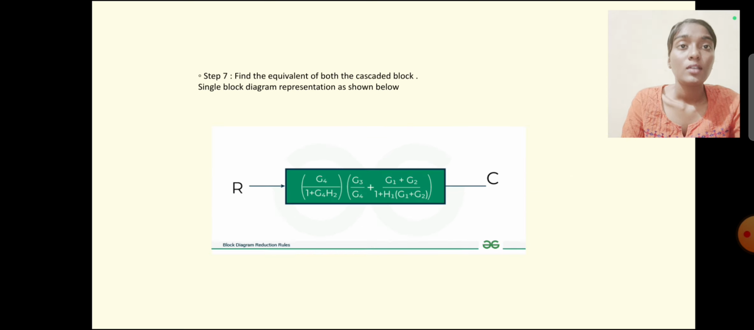Step 7, find the equivalent of both the cascaded blocks. Single block diagram representation as shown below. Here we get the final block diagram reduction.